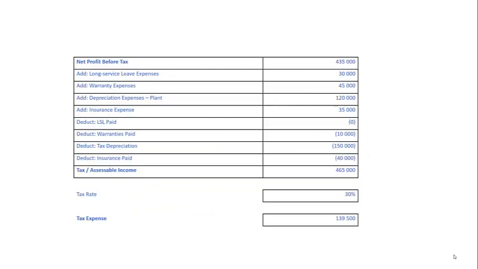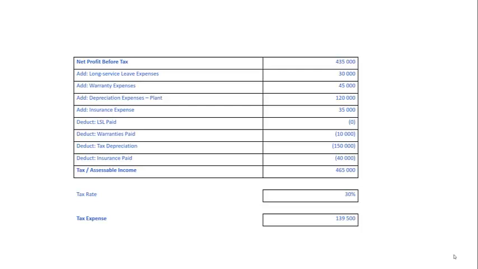So what we need to do is adjust accounting profit to work out taxable profit. The best way of handling this is to add back the expenses which aren't deductible for tax purposes at all. So the long service leave is an expense of $30,000, that can't be claimed. The warranty expense, well, the expense can't be claimed, only the payment, so we add back all the expense. Add back the accounting depreciation, add back the insurance expense.